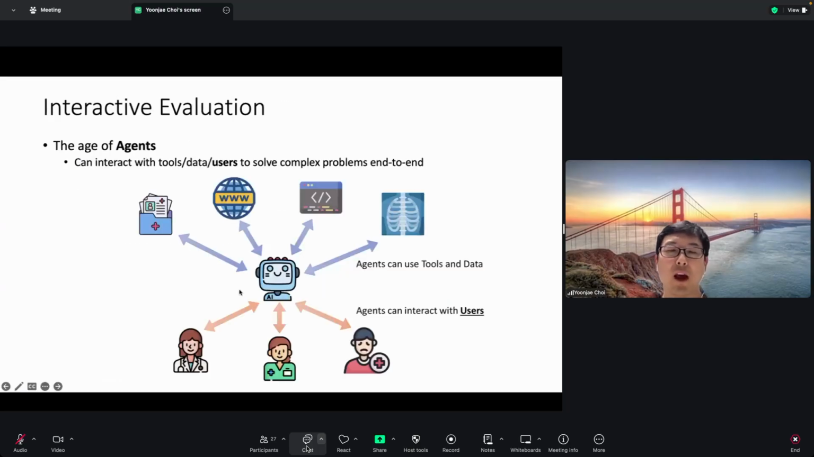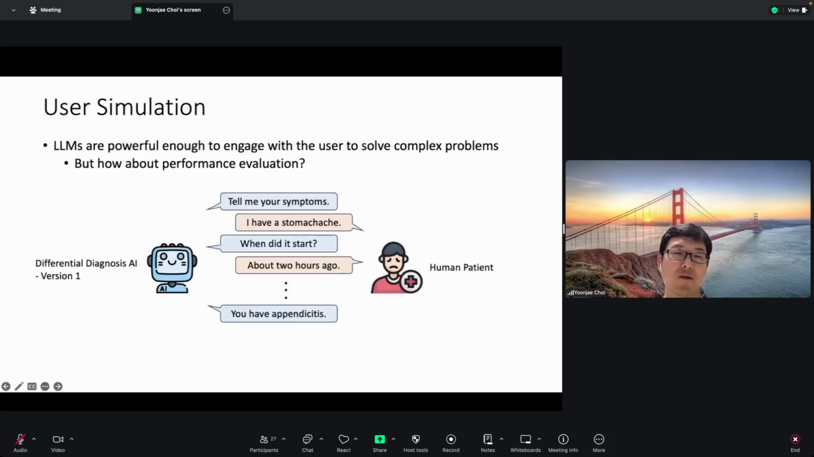So LLMs, AIs or agents can interact with the world, with the tools, with the data, and also the people. And it's the people that I'm interested in. So for example, if I were to build a differential diagnosis machine, an LLM, then I want to test it. I want to test my LLM, my diagnosis bot, to see how well it does.